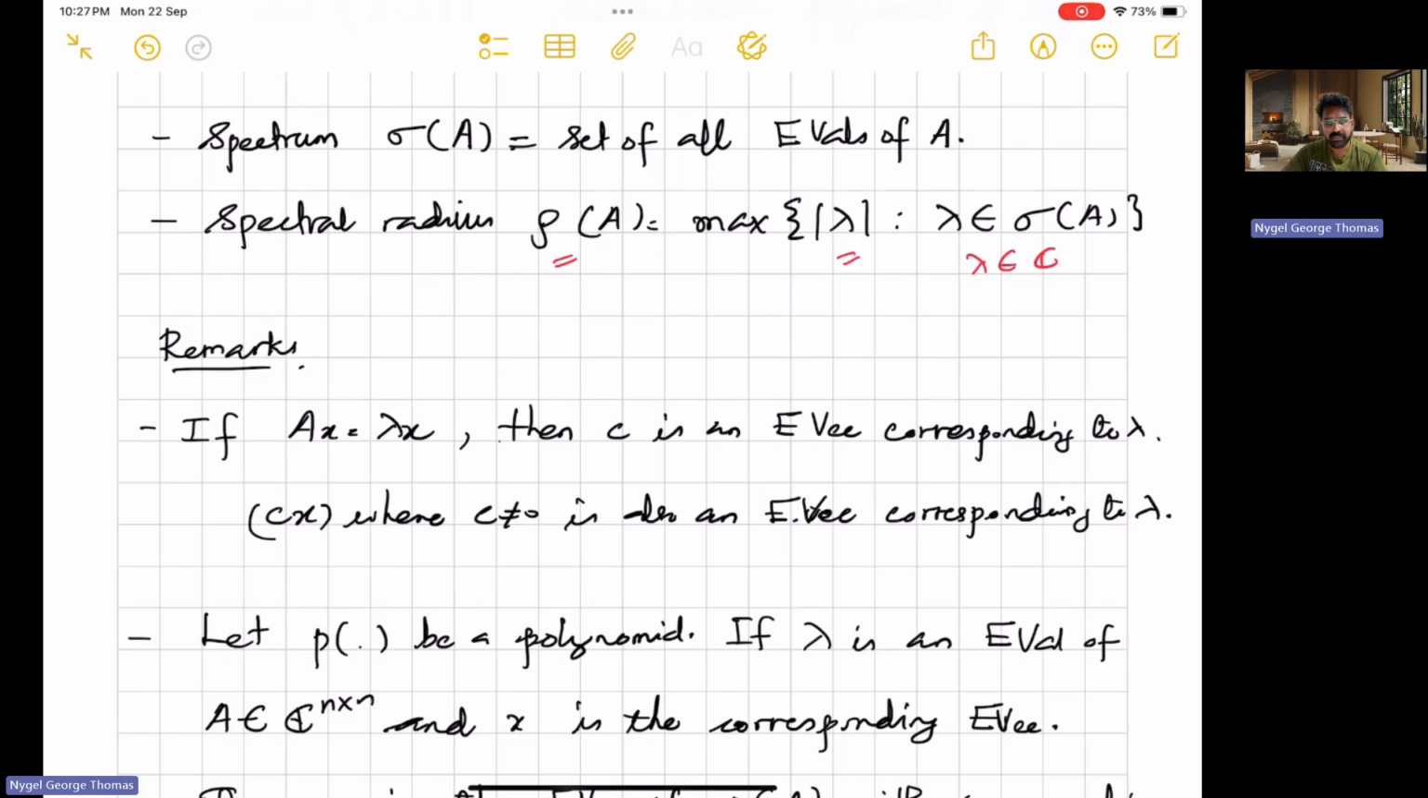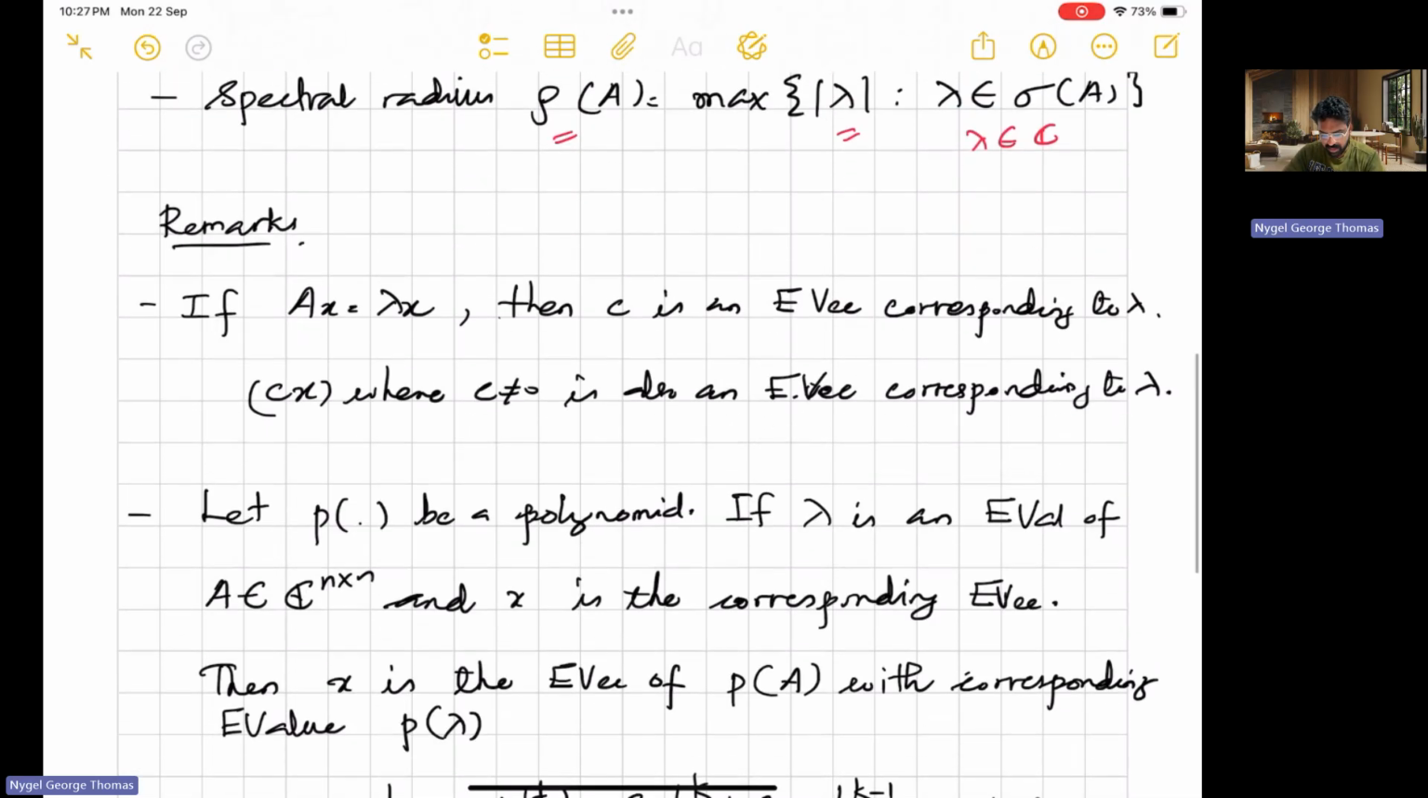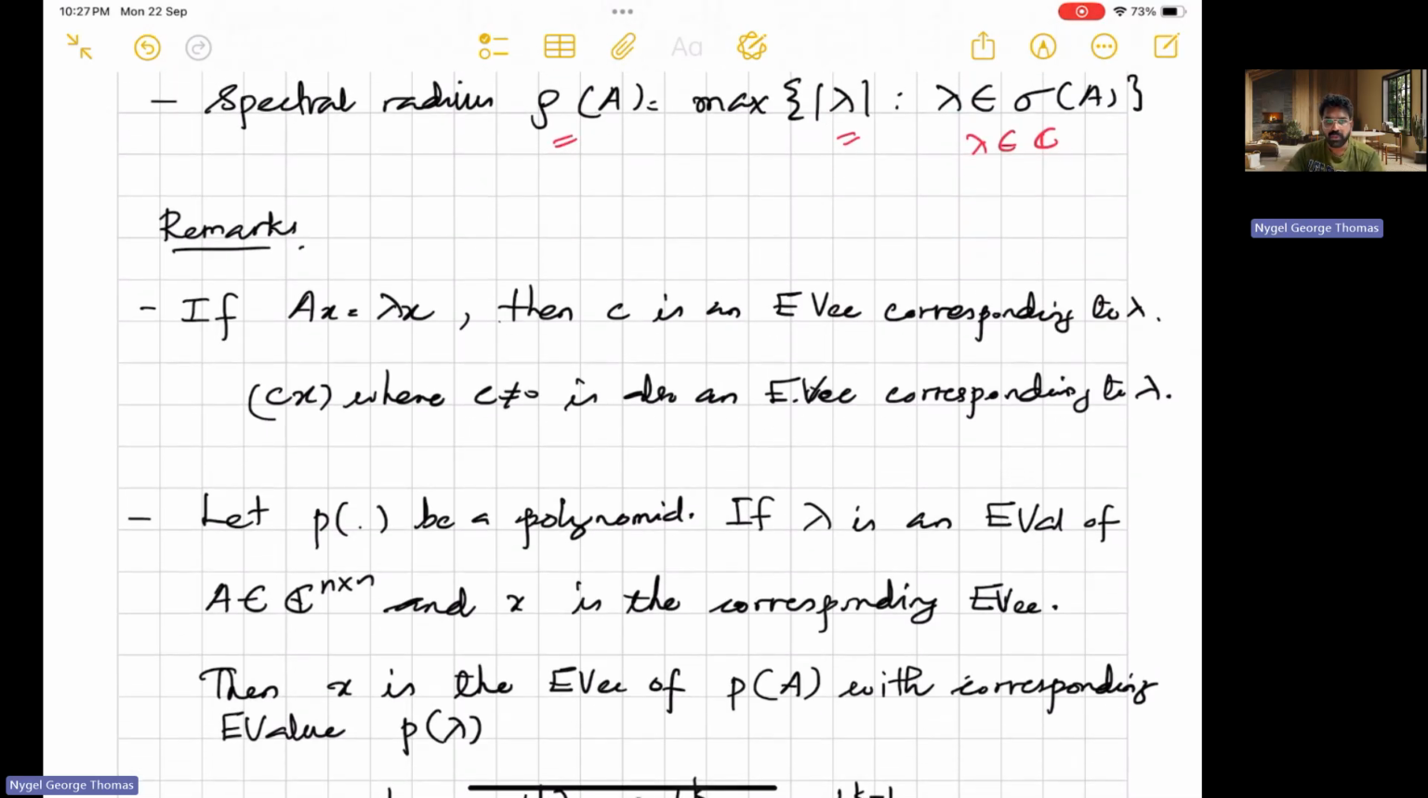There are a few more properties, which are remarks, that I would like to take a look at. The proofs of these remarks are pretty straightforward, so I won't be proving them here. I'll give a sketch of the proof and you can prove it. It's very easy. Suppose Ax is equal to lambda x, then we know that lambda is the corresponding eigenvalue and x is the eigenvector.